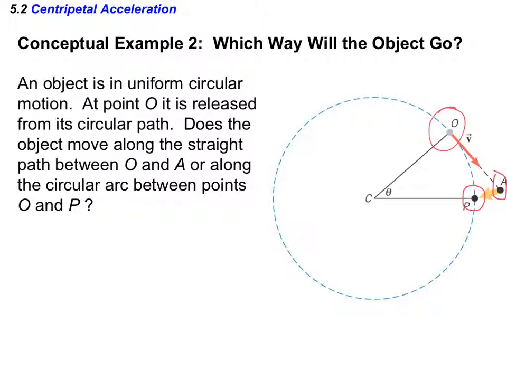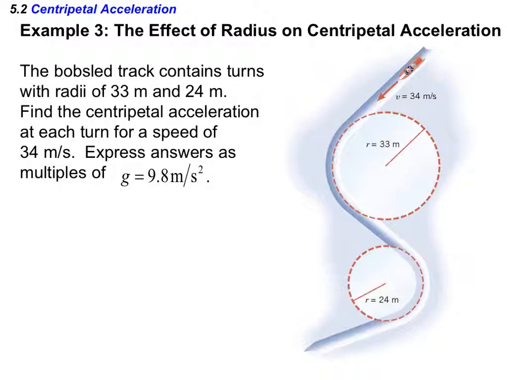And at that moment, it has a tangential velocity that is tangent to the curve, or in this case, a circular curve. And so we're going to move straight to point A once we are released from the circle. Now let's look at an example that deals with some numbers, calculating the centripetal acceleration.